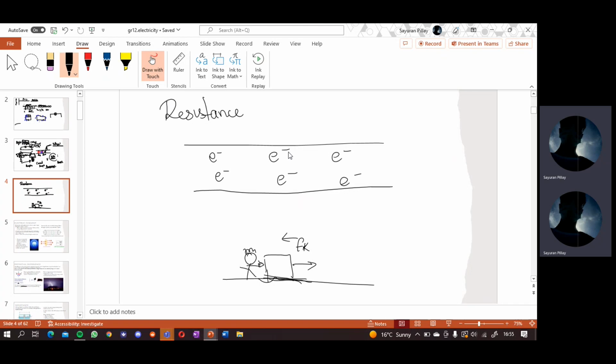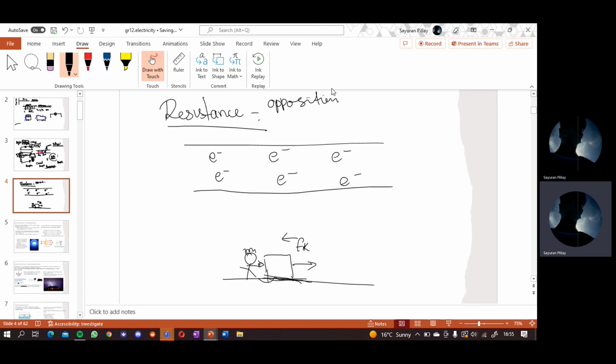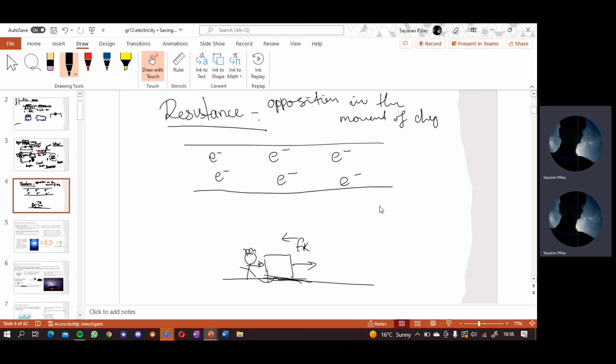It makes it difficult for it to move from one point to the next, isn't it? Because it opposes the charge's motion. So resistance is the opposition in the movement of a charge. It's all in the notes here with diagrams and everything. So this charge has trouble moving through.